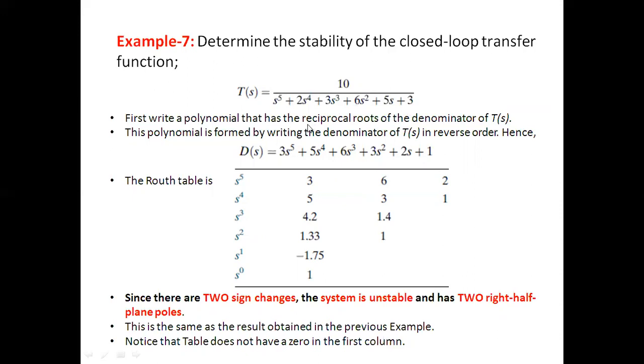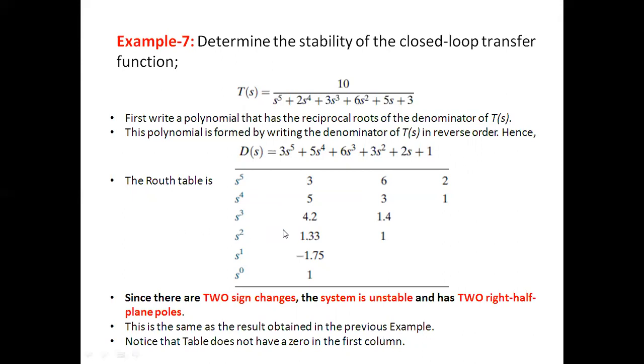Reciprocal roots of the denominator of T(s), as we have already told: 3s to the power 5, 5s to the power 4, 6s cube, 3s square, 2s plus 1. Only the coefficients are changing. So look at that, the Routh table will become in that particular way. So we are avoiding the concept of epsilon in order to make our table easy and to compute that particular Routh table in an easier way.